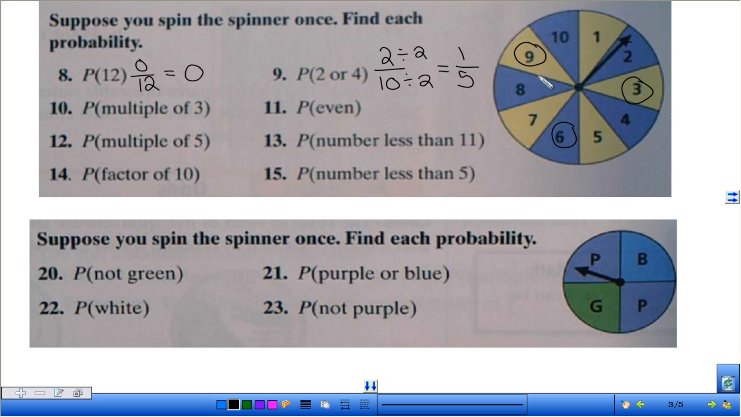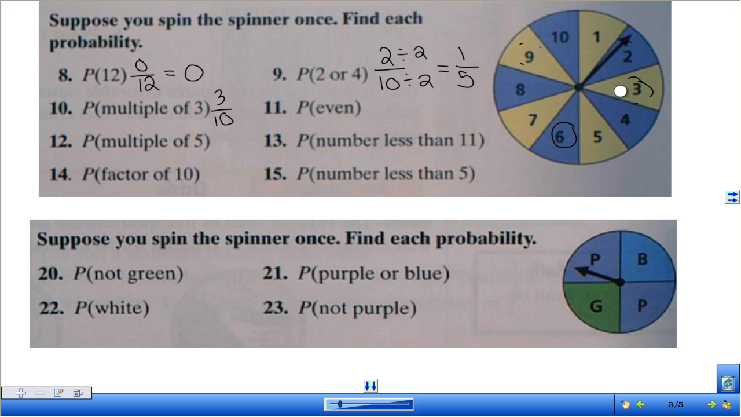So how many multiples of 3 are there? 3. And how many possible choices are there? 10. So 3/10. Let's do one more together and I'll see if you guys can do the last few on your own. So the probability of spinning an even number.